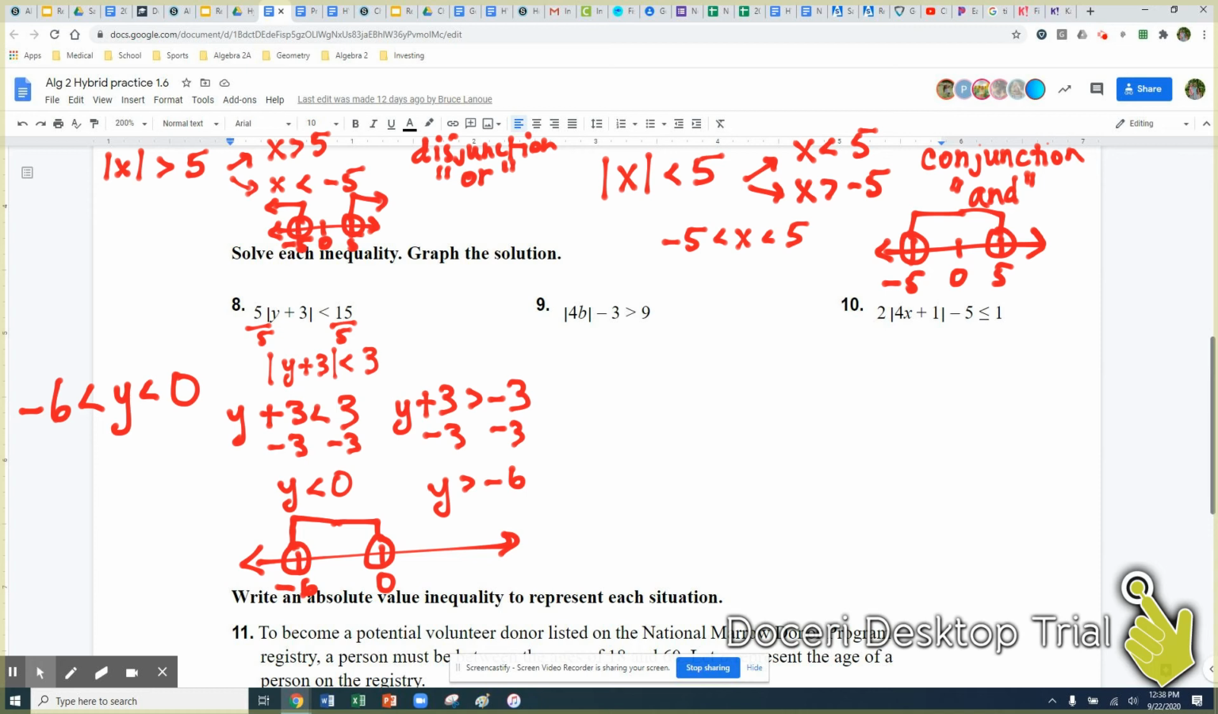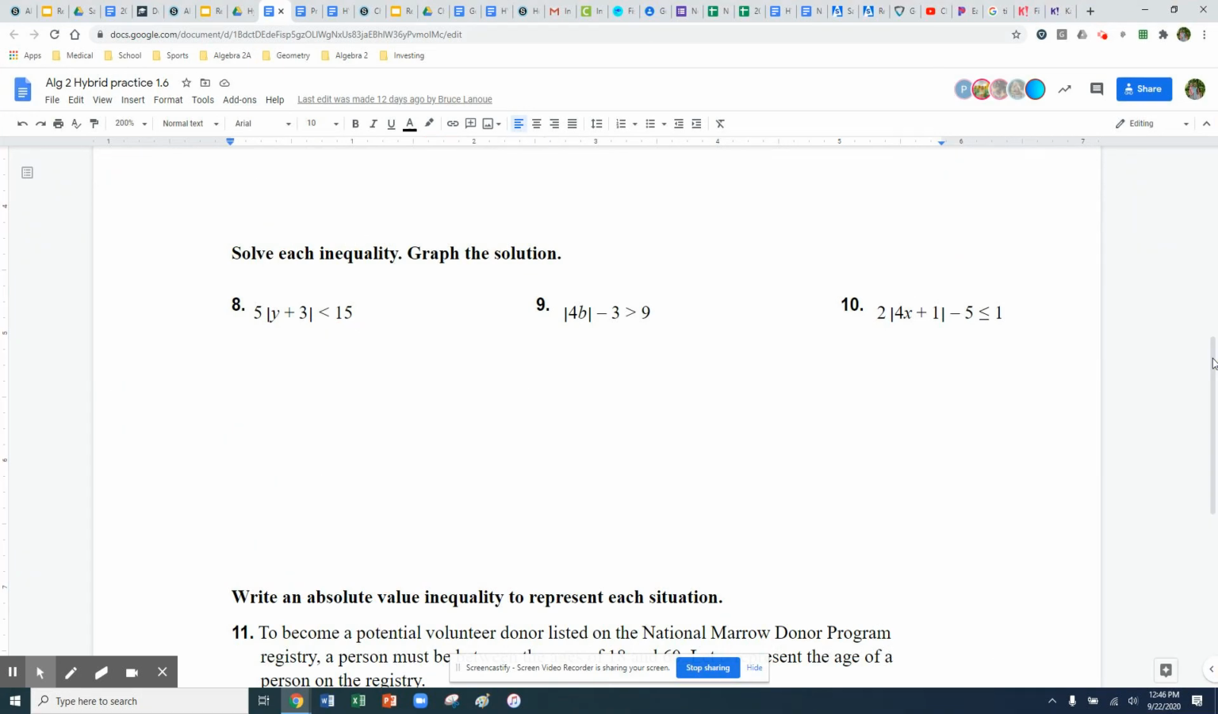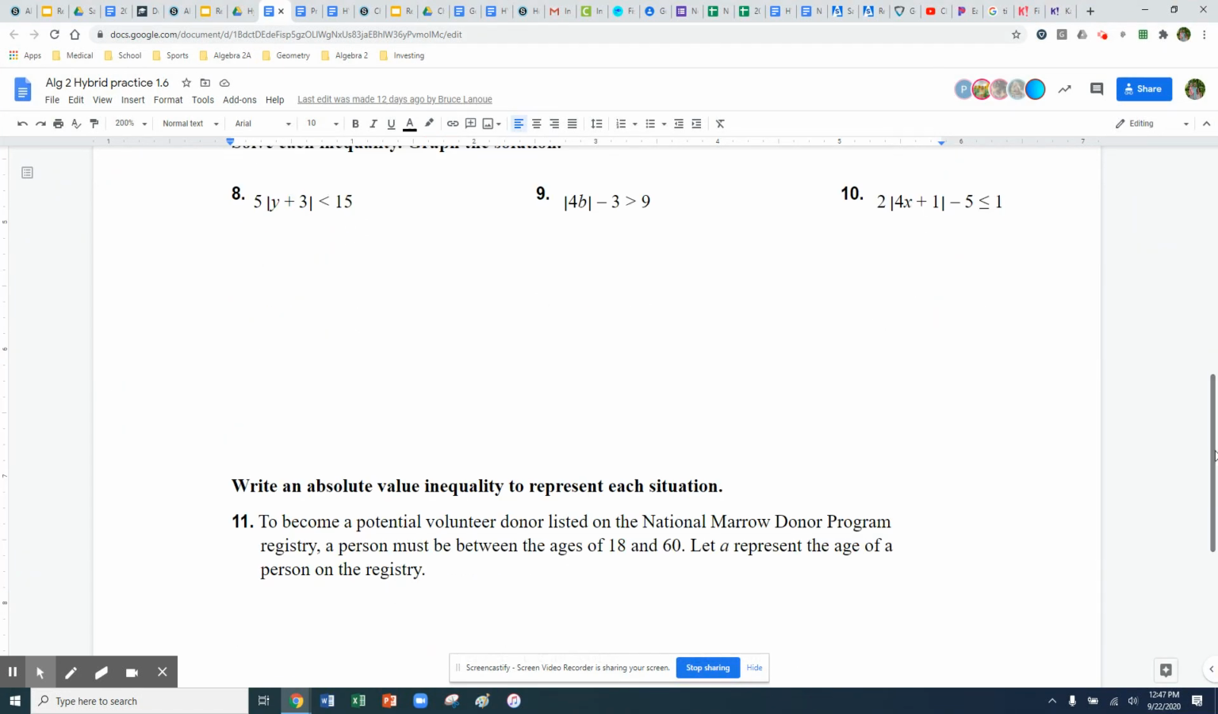All right, we'll finish up looking at number 11 real quick, how to write an absolute value inequality from a little story problem down there. So let's take a look at that. Am I okay to erase this one? All right. And I'm recording all this, so if you want to go back and get a screenshot.